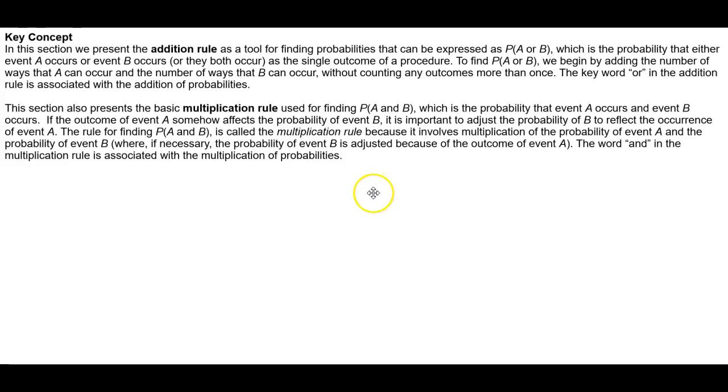The rule for finding the probability of event A and B is called the multiplication rule because it involves multiplication of the probability of event A and the probability of event B, where, if necessary, the probability of event B is adjusted because of the outcome of event A. Now, the word "and" in the multiplication rule is associated with the multiplication of probabilities.